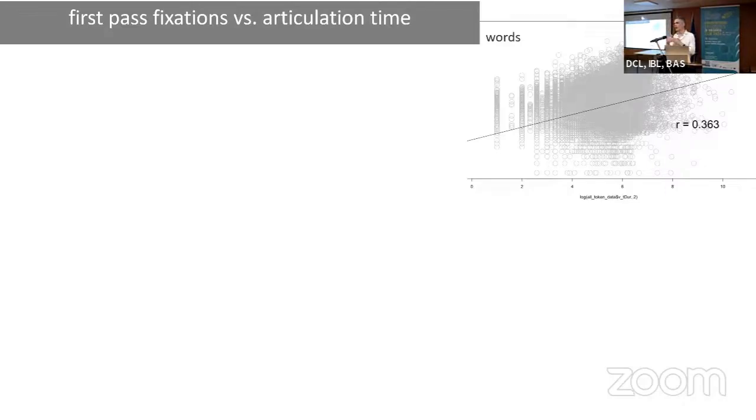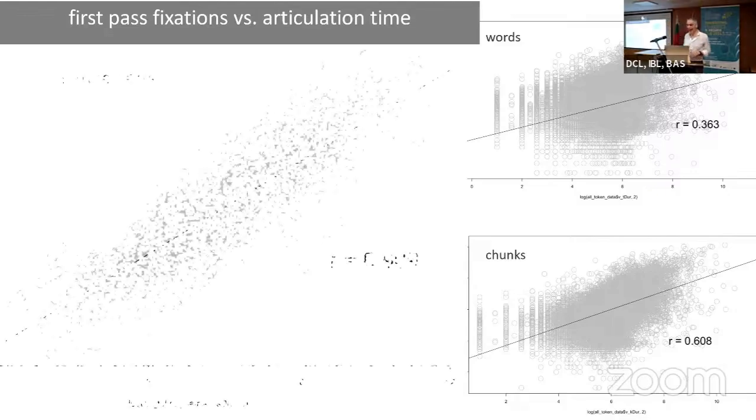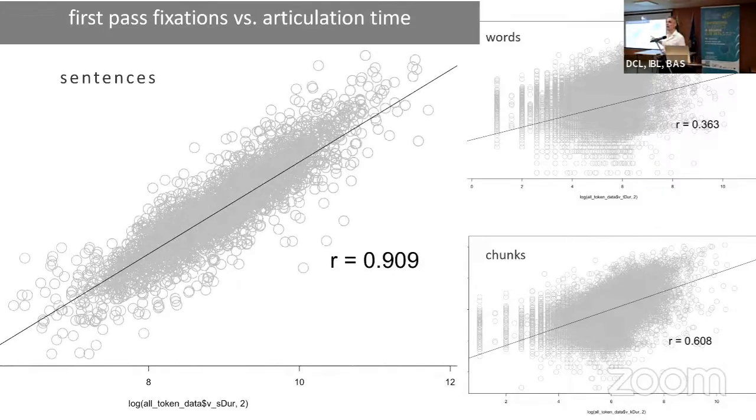The correlation between the timing of the voice and the timing of the eye, in reading one particular word, is at the word level 0.36. It is a strong, significant correlation, but it's not that strong. But if we look at the same correlation at the level of chunks, which basically means at the level of non-recurrent phrases, the correlation goes up to 0.6. This is a strong correlation. But if we go up to the level of the sentence, the entire sentence that we read, the correlation gets even higher, 0.9.